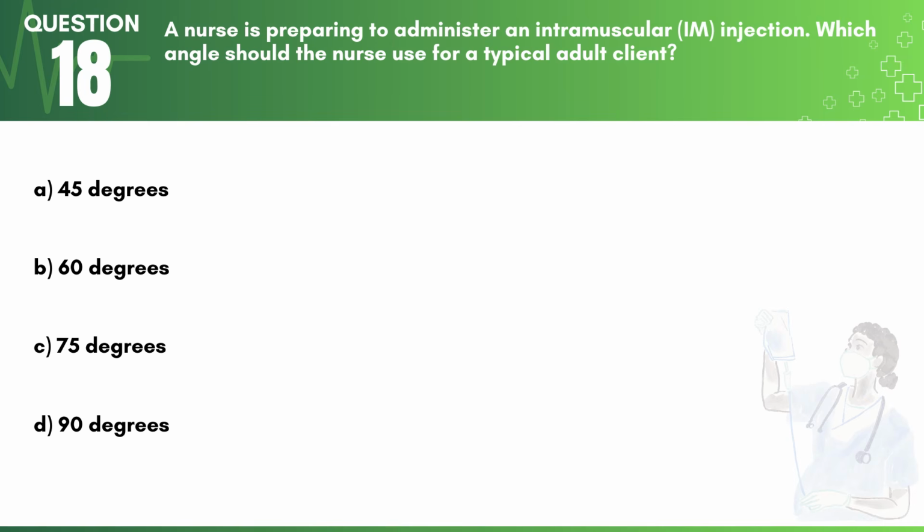Question 18. A nurse is preparing to administer an intramuscular, IM, injection. Which angle should the nurse use for a typical adult client? A. 45 degrees. B. 60 degrees. C. 75 degrees. D. 90 degrees.